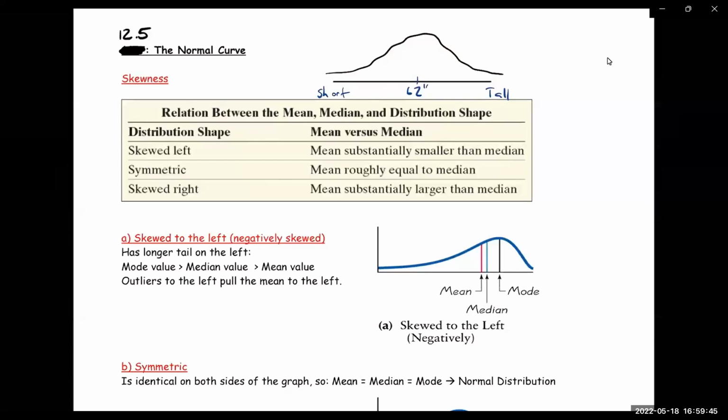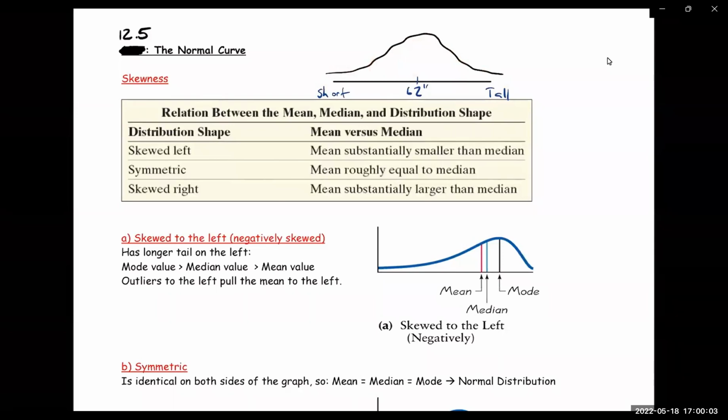There's many examples. IQ levels, where the mean is 100 for IQ. And then you have lower IQ, higher IQ. There's very few people in these two ranges, but the majority of people fall in between here, in the average range.